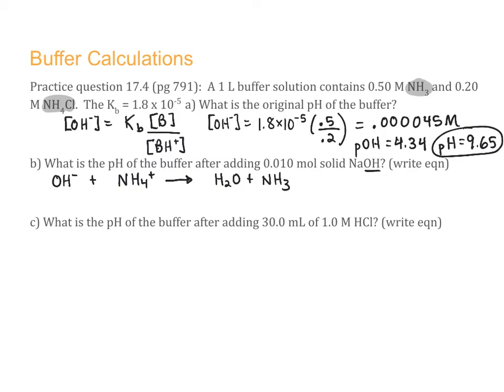Then if we want to figure out the final pH, we need to actually go through and do a BCA table and figure out what's left after this neutralization reaction happens. So we added 0.010 moles of hydroxide. The NH4 moles we could get from its concentration. The concentration of NH4 is 0.2 molar, and we've got 1 liter of it, so that means we'll have 0.2 moles.